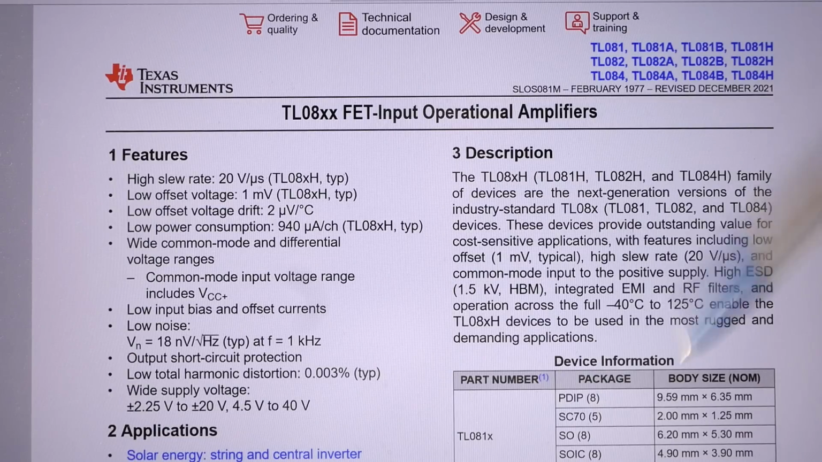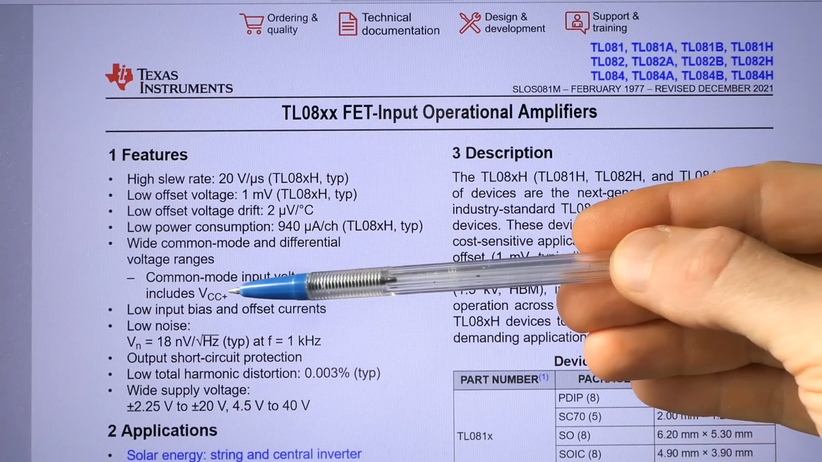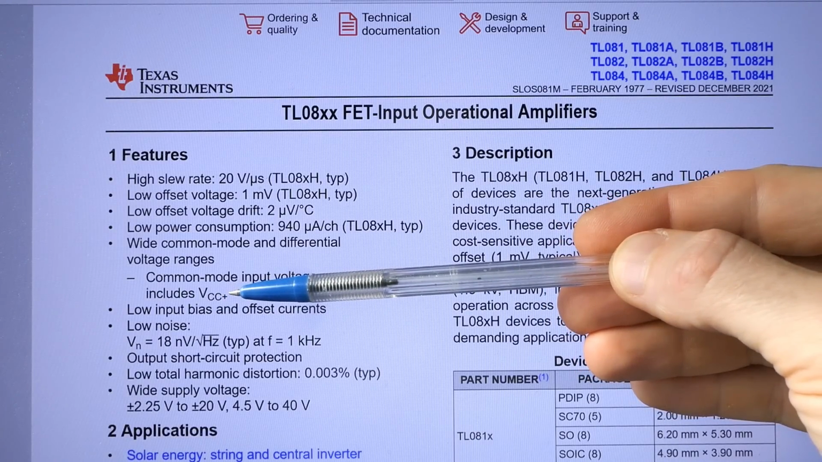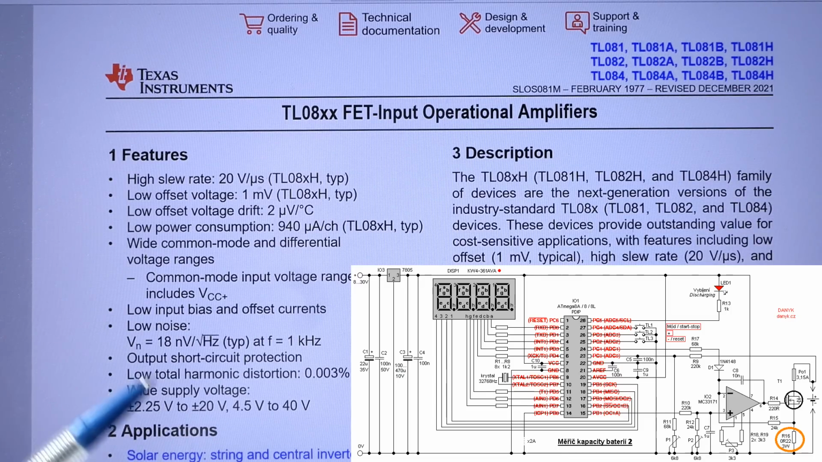And take a look at this. It says the common mode input voltage range includes VCC plus, the positive supply rail, but not the negative supply rail. So unfortunately this one can't be used. This one would be actually suitable, for example, to sense the voltage drop on a current sensing resistor in the positive supply rail, but not in the negative one. But the voltage range would be suitable, 4.5 to 40 volts non-symmetrical.